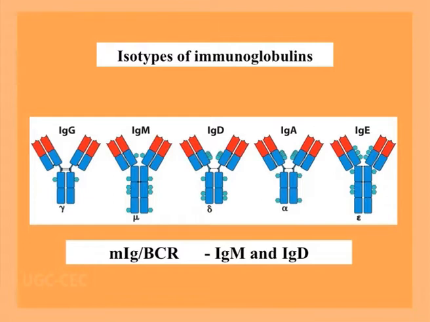On a B lymphocyte surface, we will always see IgM and IgD, these 2 isotypes. No other isotypes are present on a mature B cell surface. Only IgM and IgD are the 2 isotypes which are found in the membrane bound condition.